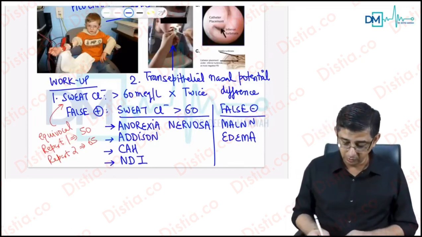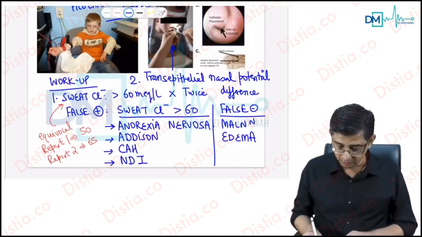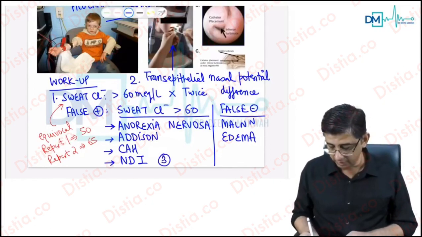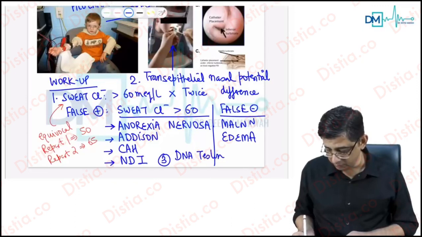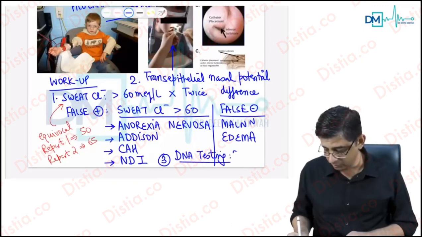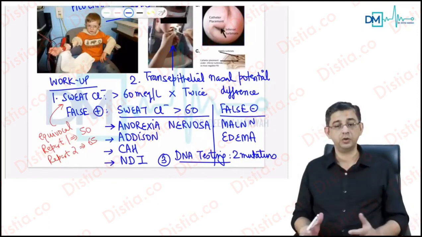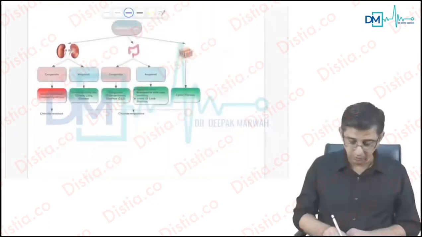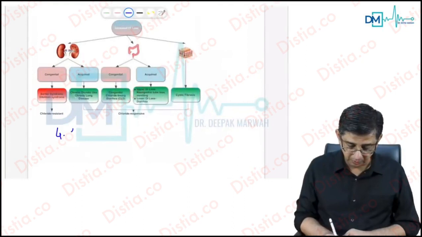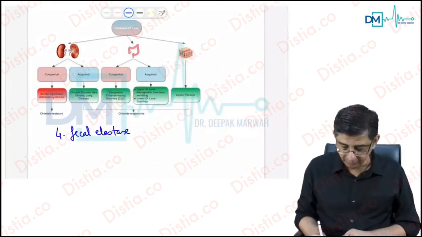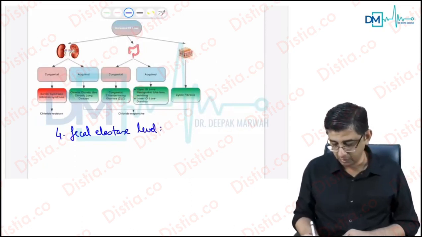And the third way to identify this particular disease is going to be DNA testing. In DNA testing, we can identify the mutations which are responsible for this. So we need to demonstrate at least the presence of 2 mutations, so that we are sure about our diagnosis in this patient. The fourth investigation that would be done would be fecal elastase levels. The reason for doing fecal elastase levels is to identify the malabsorption component of the disease.